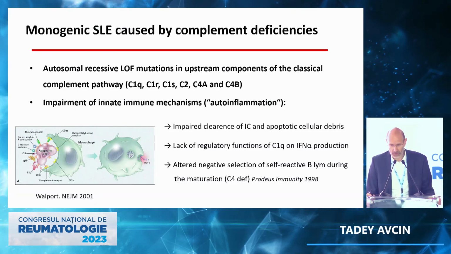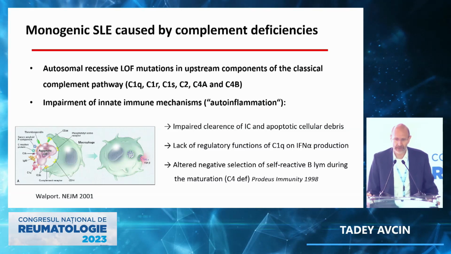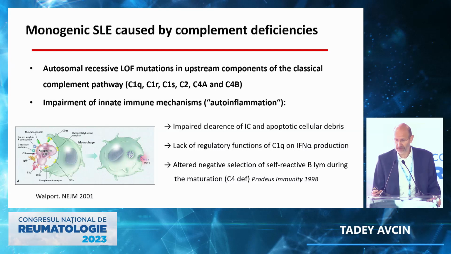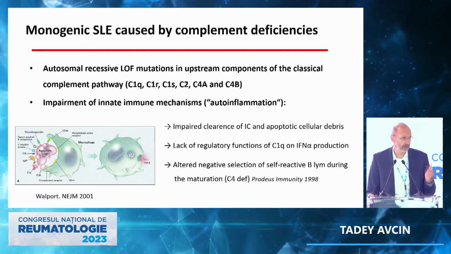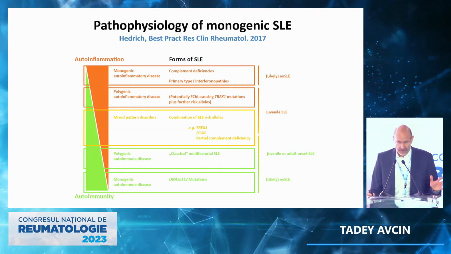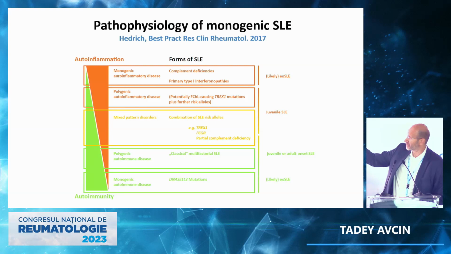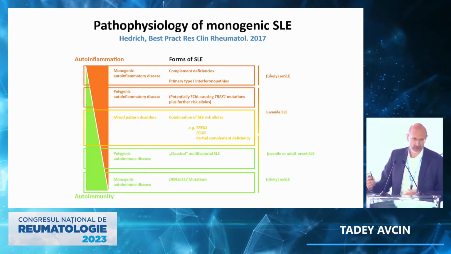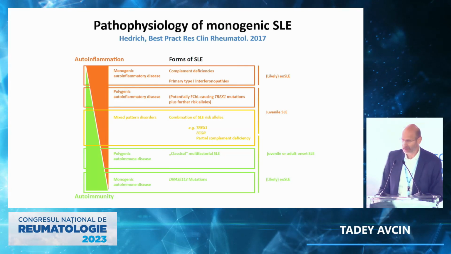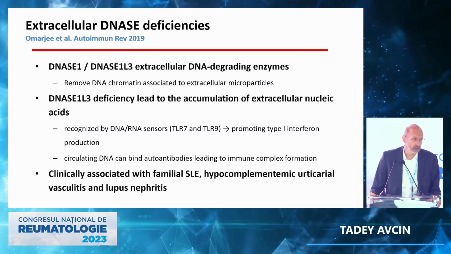Complement does not have a function only in impaired clearance of immune complexes and apoptotic cell debris. It is also more proactively involved, in the functions of C1q on interferon alpha production, and it can also alter negative selection of self-reactive B lymphocytes, so it is directly acting on adaptive immunity. So you can see that it has a spectrum of functions. This is a nice cartoon prepared by our colleague from Liverpool, Christian Hedrich, that shows on one side, at the top, complement deficiencies as a monogenic autoinflammatory disease causing monogenic SLE. But now I would like to move to the completely other spectrum, a monogenic defect of adaptive immunity also causing the clinical phenotype of systemic lupus erythematosus, and I would move to apoptotic defects.